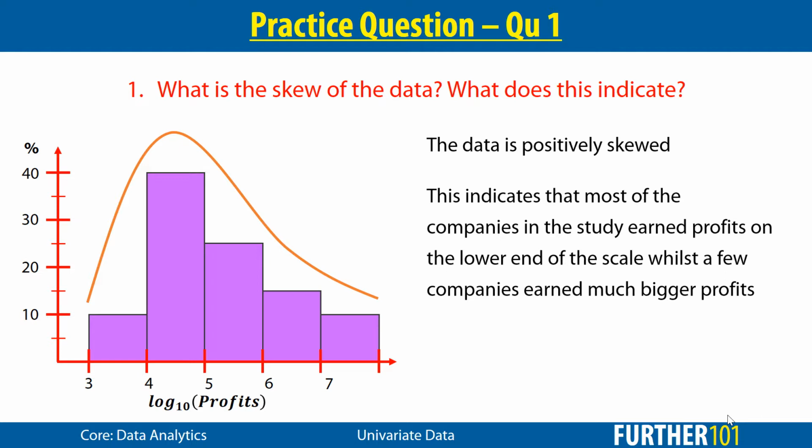The key lesson out of this question is that you would not have determined a positively skewed data set if you had not have scaled the data using a log to the base of 10. Applying that scale allowed us to determine this positively skewed data set.